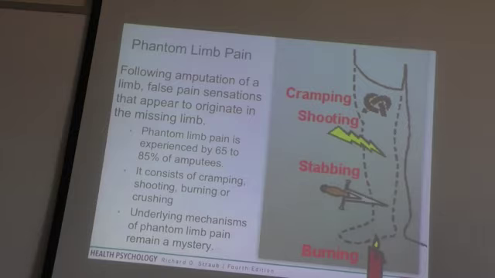Phantom limb pain following amputation of a limb. False pain sensations that appear to originate in the missing limb are known as phantom limb pain. Fascinating stuff. I don't know if you've ever been around an amputee, but a lot of times they'll complain that their foot itches. And they want you to scratch it. Well, you can't scratch it, it ain't there no more. They're not exactly sure why this happens, but it has to do with their stump. They've got these nerve endings that should be going down into their limb, but the nerve endings are there, the limb's not there.